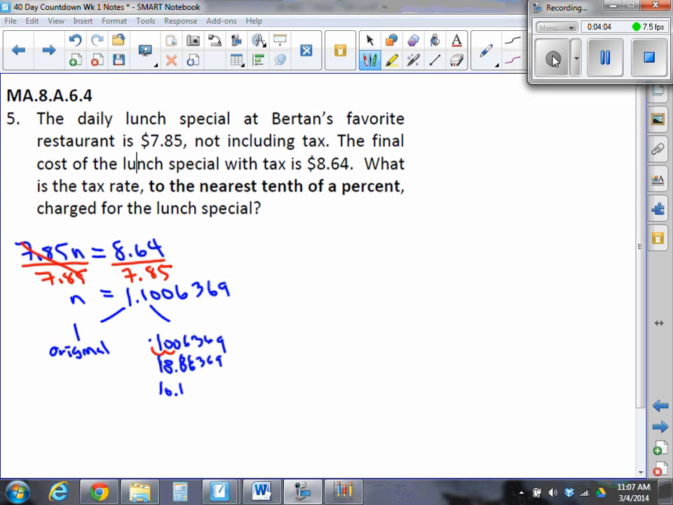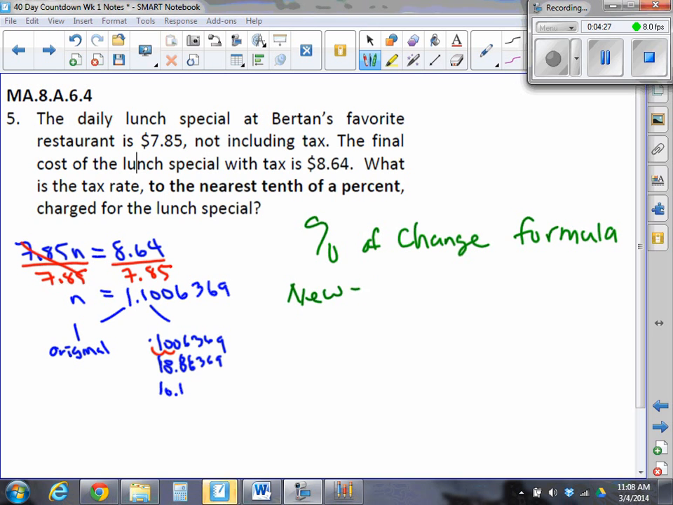All right, so let's look at a different way to do this. At the end of the day, sales tax is a percentage, and it's a percentage that changed the amount that you paid. So what you really can do is use a formula that is called the percent of change formula. And here's what that formula is. It's going to be new minus old, divided by old, times 100, and that will always give you the percent of change. And we can call that P.